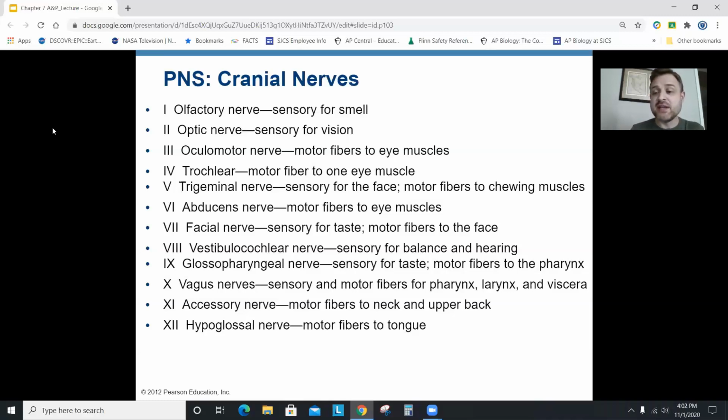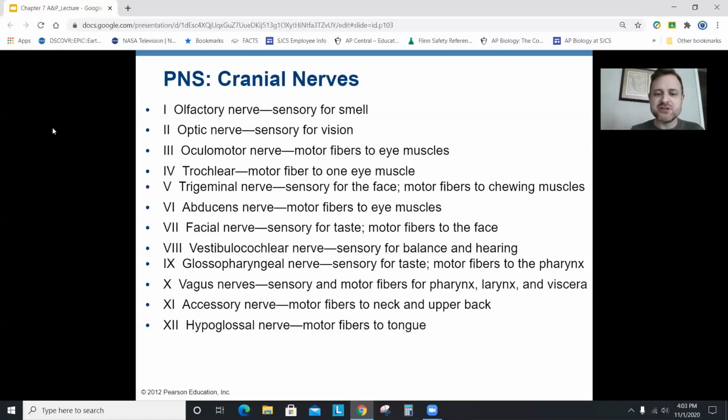The trigeminal nerves, and again, just so we're clear, all these come in pairs. You have 2 of each. These are the sensory nerves for your face. They allow you to chew. The abducens also go to motor fibers in your eye muscles. Lots of nerves affect your eyes. Your eyes are very, very complicated organs. The facial nerve is for taste and some of the motor fibers in your face. The vestibulocochlear nerve is for hearing and for balance. Your equilibrium, your balance, is controlled in your inner ear.